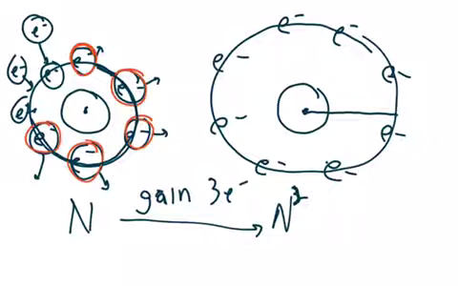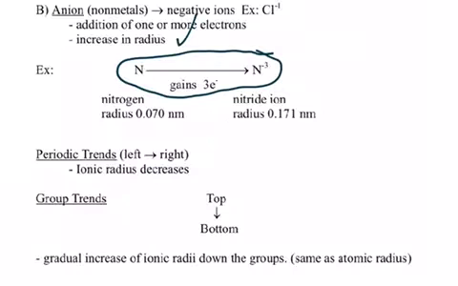Notice that in order to receive those electrons, the 5 valence electrons that were there before scattered and spaced themselves out, and in order to do that, the atom gets bigger in size. Here's the evidence. Neutral nitrogen has an atomic radius of 0.070 nanometers. After nitrogen gains those 3 electrons, it plumps up and becomes 0.171 nanometers, so it gets significantly larger.